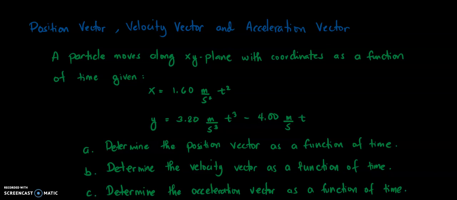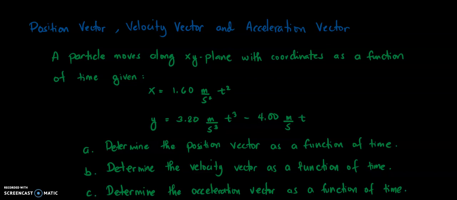Okay, let's have this topic: position vector, velocity vector, and acceleration vector. For the first problem, a particle moves along the xy plane with coordinates as a function of time given: x is equal to 1.60 meter per second square t square, and y coordinate is equal to 3.20 meter per second cube t cube minus 4.00 meter per second t.